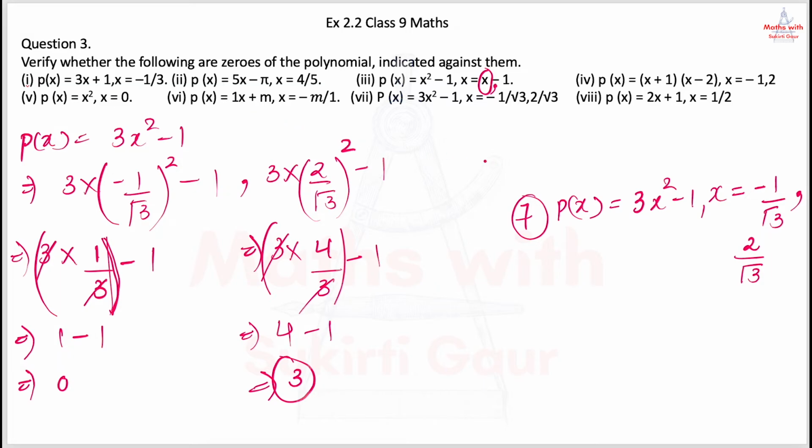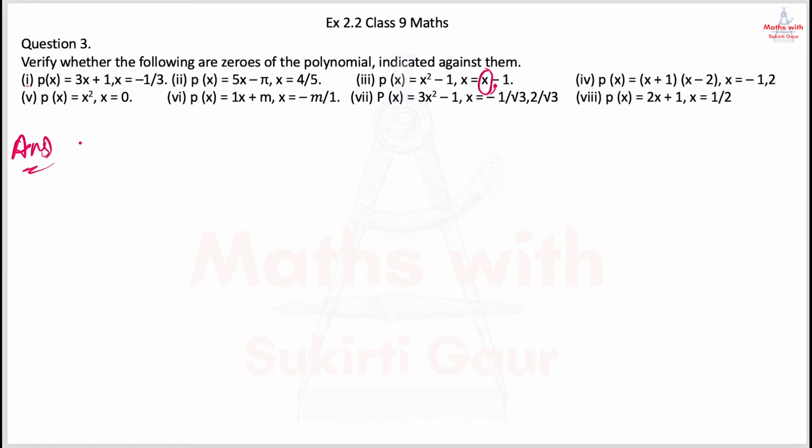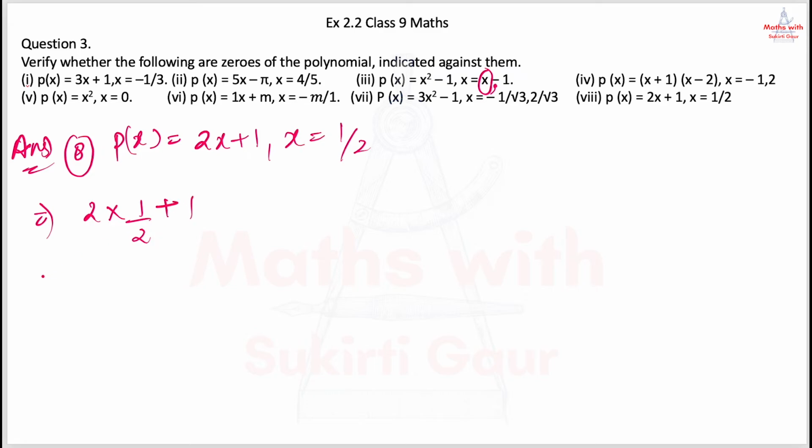Coming on to the next part, and the last part is 8th. In 8th part, we have been given px equals to 2x plus 1, x equals to 1 by 2. Put the value of x as 1 by 2, 2 into 1 by 2 plus 1. 2 got cancelled and we get 1 plus 1, which is equals to 2. Hence, we are not getting 0. X is equals to 1 by 2 is not the 0 of this polynomial. I hope you understood. Revise all these parts, you will get it more clear.